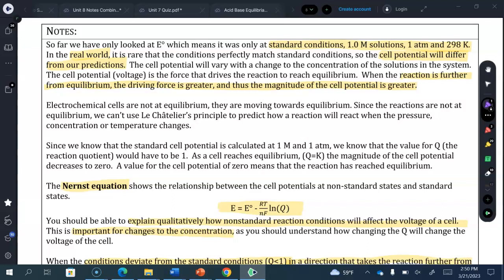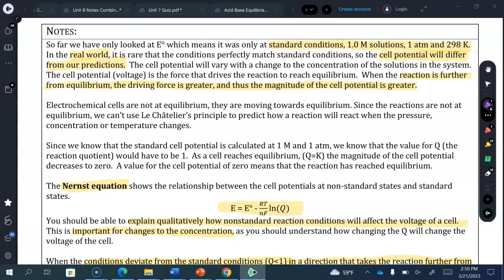Electrochemical cells are not at equilibrium, right? There's a force driving them towards equilibrium. Since the reactions are not at equilibrium, we cannot use Le Chatelier's principle to predict how a reaction will react when the pressure, concentration, or temperature changes.